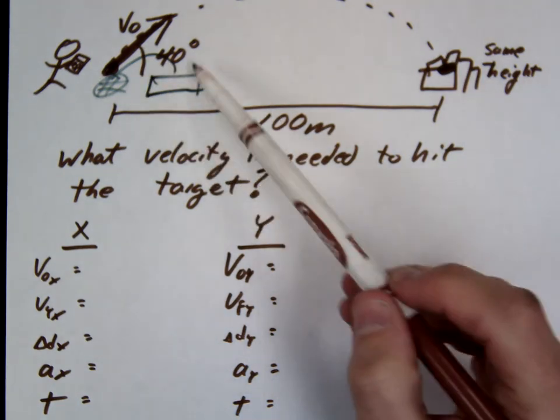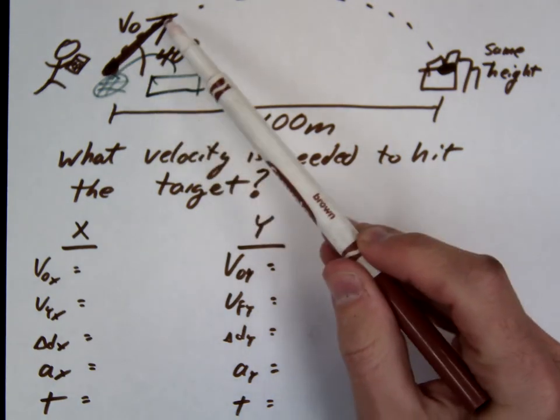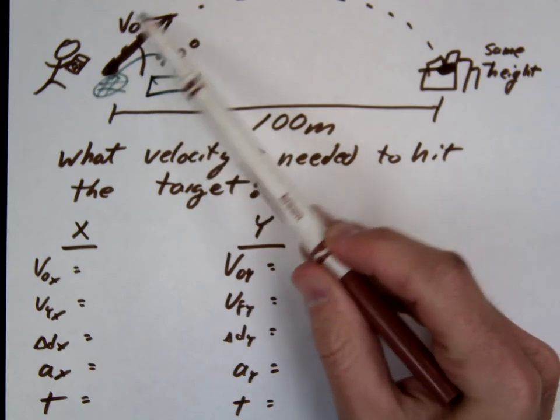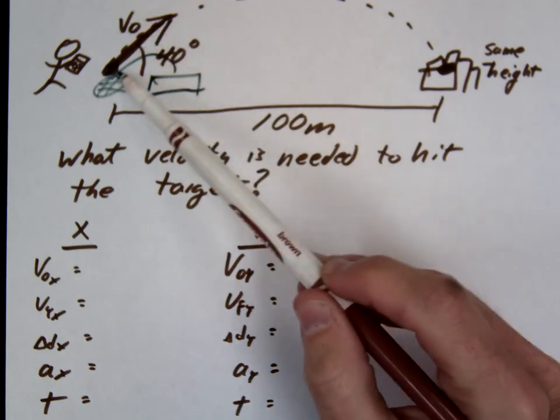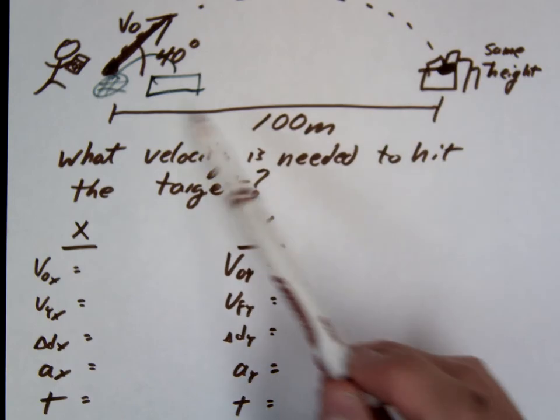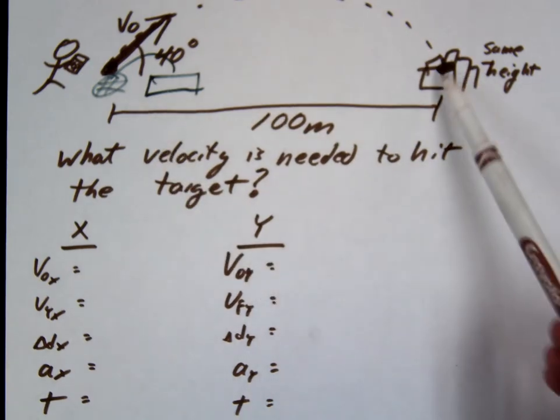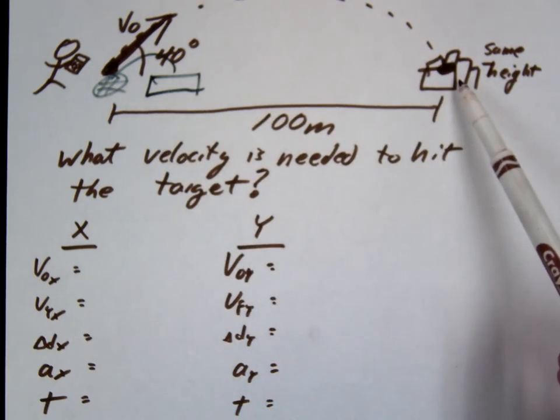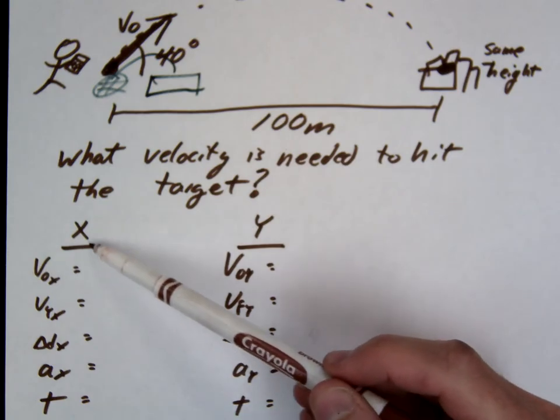So here's the situation. We have our catapult. We're going to try to shoot with some unknown velocity. We do know the angle is 40 degrees. We're going to try to hit our target 100 meters away. We're going to assume that it's hitting at the same height. So let's go through our given values.